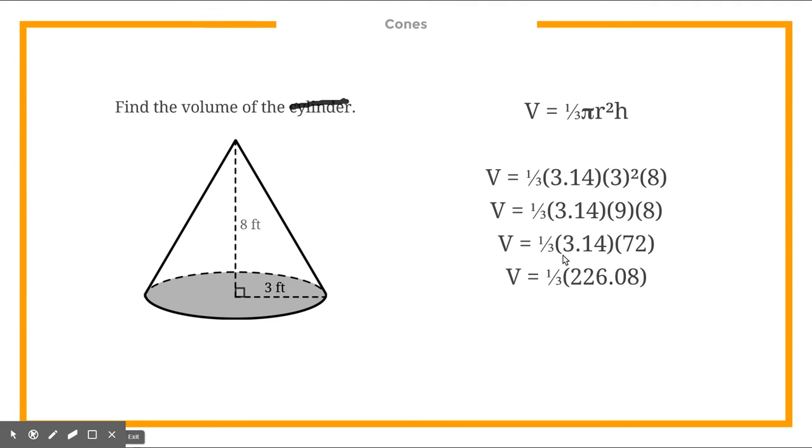Or one thing you could have done also is you could have even divided, say, just the 72 by 3, or done 1/3 of 72 early on. Because again, multiplication is commutative, so it doesn't matter what order you multiply because you're going to get the same answer. And when I divide 226 by 3, or if I multiply it by 1/3, I end up getting 75.36. And so that means our volume of the cone is 75.36 feet cubed.